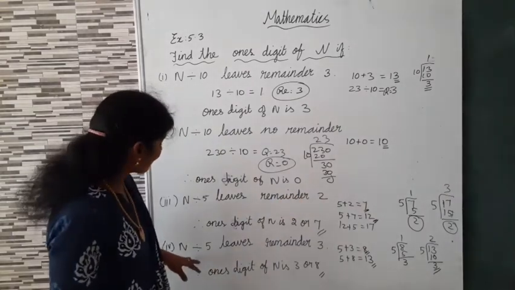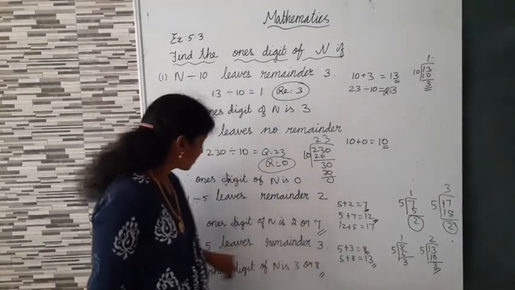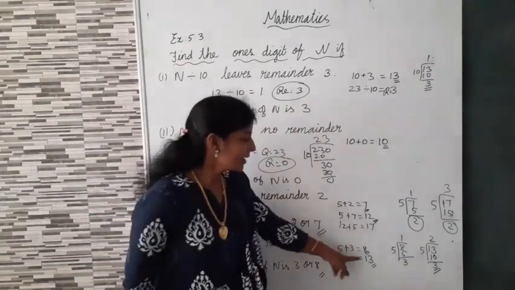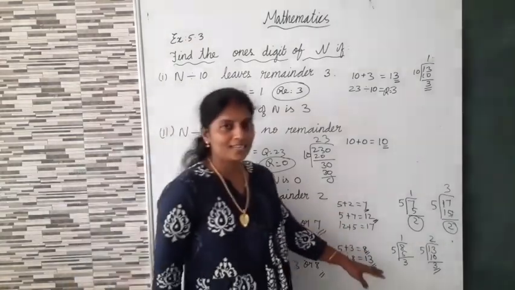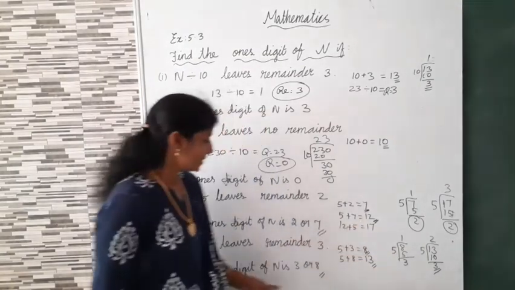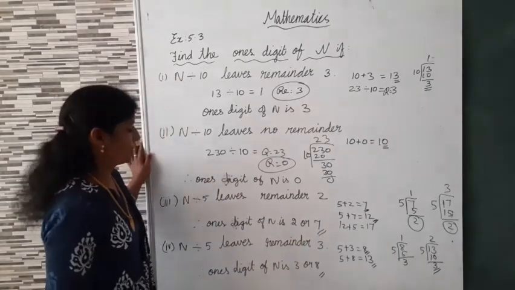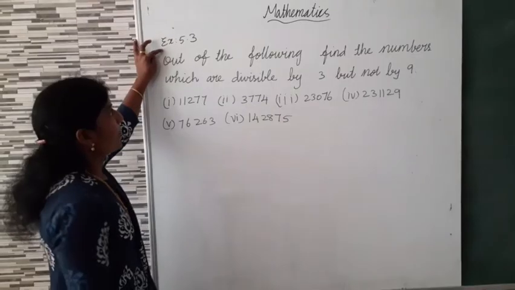Then the same way here, divided by 5 means 5 plus 3, 8. 8 plus 5, 13. 13 plus 5, 18. So one's digit is 8 or 3. So one's digit of n is 3 or 8. Clear?